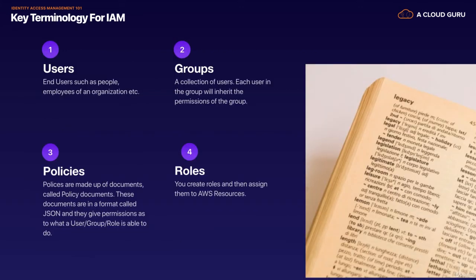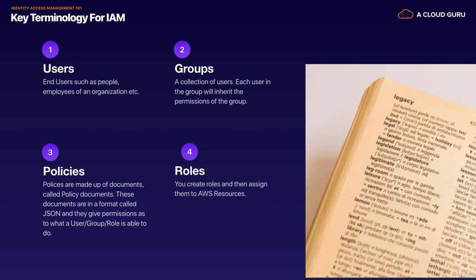So we're going to learn some key terminology for IAM, really 4 key terms that we need to learn. So one is users, and this is just simply end users such as people, employees of an organization, etc. We then have groups. So this is a collection of users. So each user in the group will inherit the permissions of the group. So you might have a group that is able to access S3, and you might have another group that's able to access EC2. So long as that user is in that group, that user will inherit the permissions of the group.